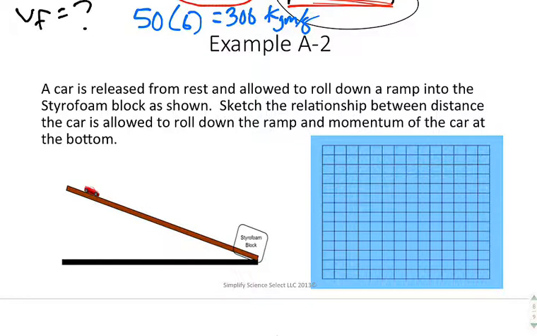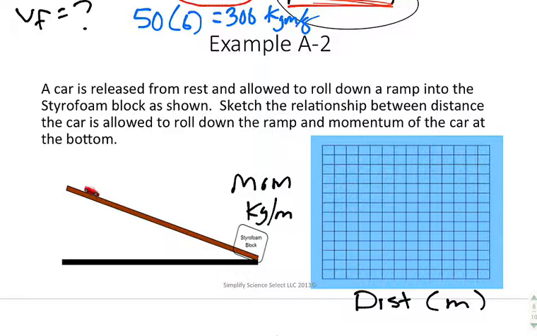If you look right here, it says a car is released from rest and allowed to roll down the ramp until it hits the styrofoam block shown. It says sketch the relationship between the distance the car is allowed to roll and the momentum of the car as it reaches the bottom. This is a little bit more complicated than it looks. First of all, we need to label our axes. This is going to be distance, and we'll call it meters, and this is going to be momentum, and we'll call it kilogram meters per second.